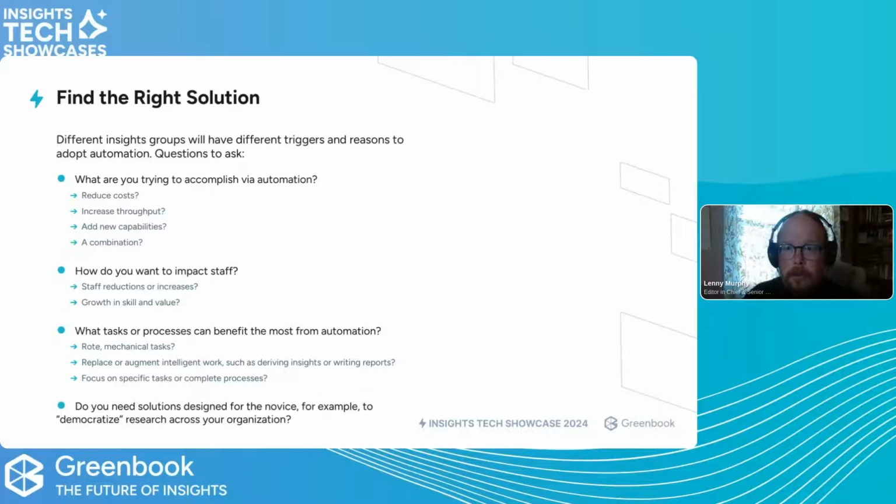Or do you want to democratize research across your organization? Certainly something that we see very clearly within the GRIT data, that insights is no longer just the domain of the insights organization. And often we see it spread around brand and marketing and product, et cetera, et cetera. So automation is certainly a contributor in thinking through all of those components.